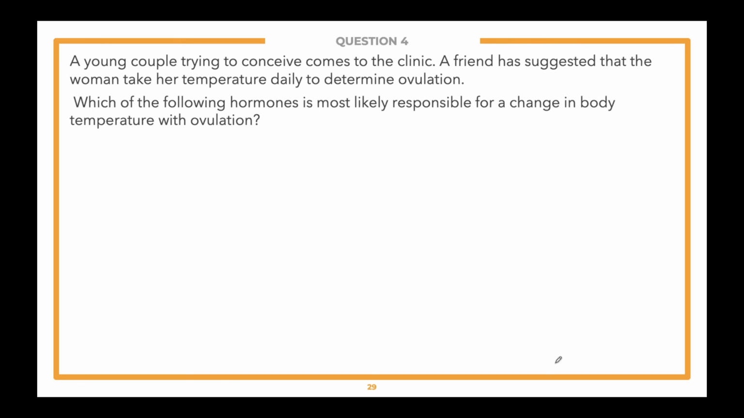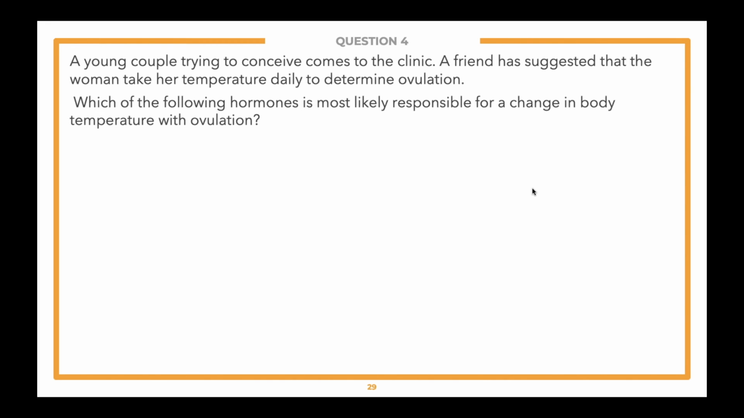Which of the following hormones is most likely responsible for a change in body temperature with ovulation? I'll give all of you a few moments here to respond in the question box and let us know how many steps you think this question will require. And then we'll read that vignette. All right, I see some responses coming in. Let's take a look at that vignette.